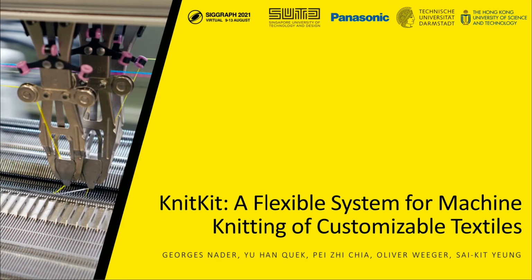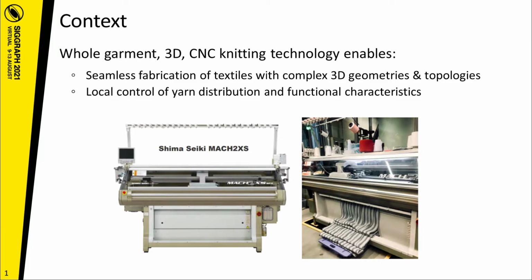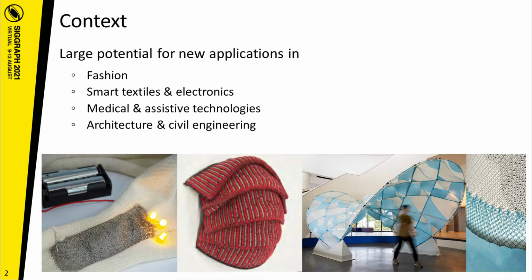We present KnitKit, a flexible system for machine knitting of customizable textiles. CNC knitting machines are now capable of fabricating textiles with a wide range of shapes, textures, and materials. This, along with recent advances in fiber and yarn technologies, has created increasing potential for applications beyond the fashion industry.